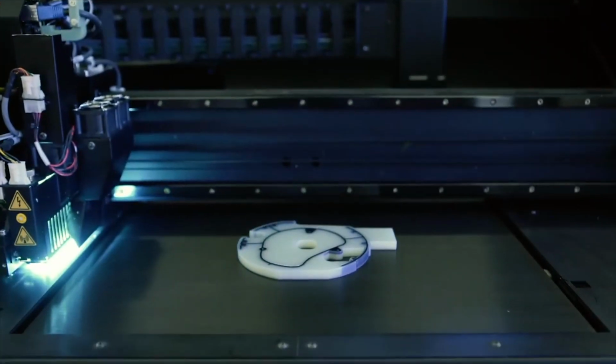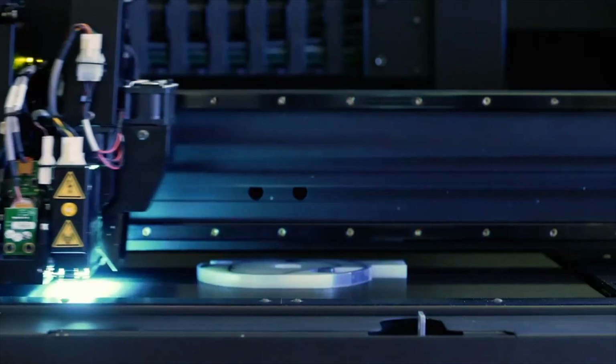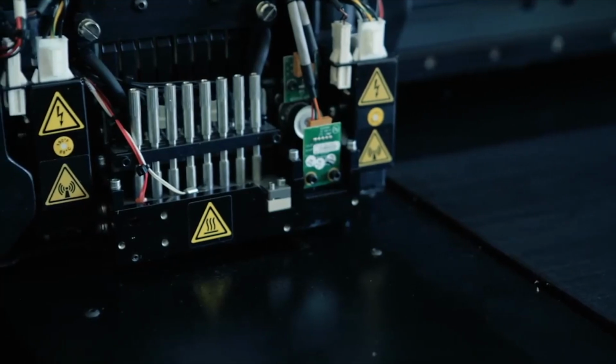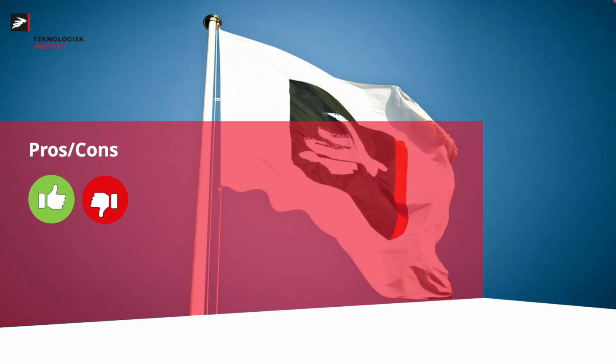In this video we see how a material jetting printer is working. We see the print head jetting material onto the platform and curing it at the same time, and this process continues until we have the final part. Next up, we'll look at the pros and cons of the material jetting technology.